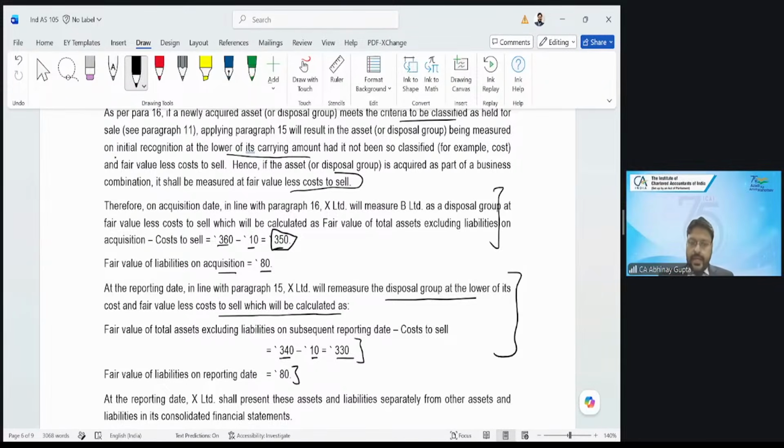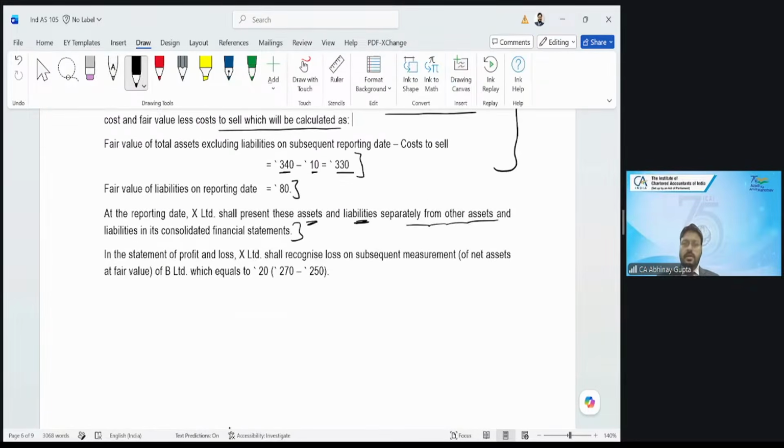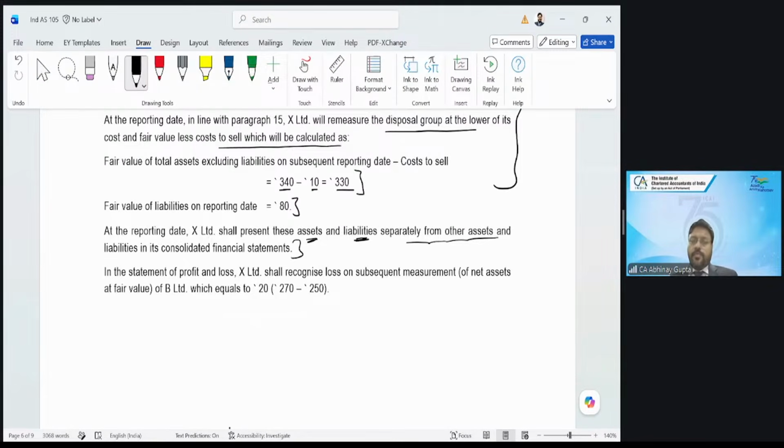At the reporting date, X Limited shall present these assets and the liabilities separately from other assets and liabilities in the consolidated financial statements, right? Or what will come into the P&L? The 20 rupees loss. That is the original classification date fair value less cost to sell and the reporting date fair value less cost to sell. So 20 rupees is the loss we are incurring. So this 20 will go to the P&L, right?